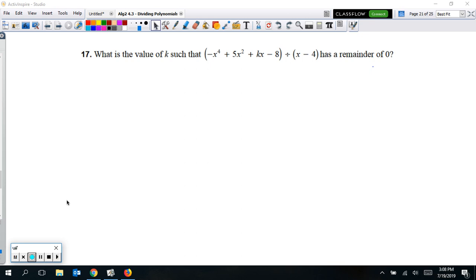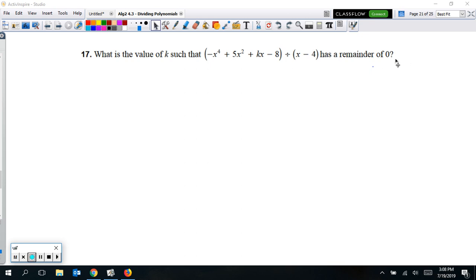Okay, so here's our last problem, number 17. It says, what is the value of k such that this dividend here, and there's k. So k is right there. So it starts off with an x to the fourth term, gives us an x squared term, an x term. We want to know what the coefficient of that x term is. So what is the value of k such that this divided by x minus 4 has a remainder of 0?